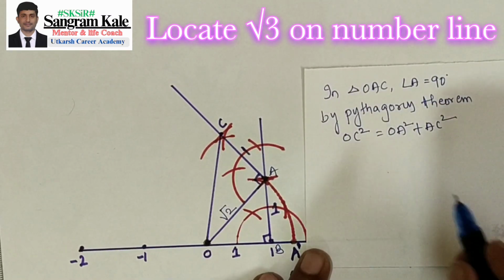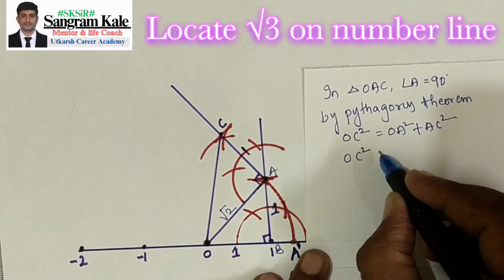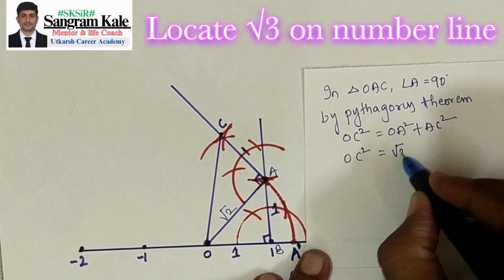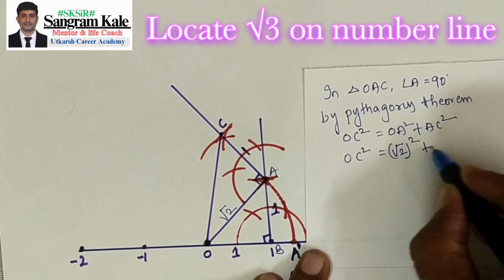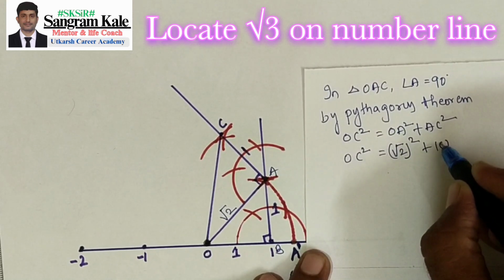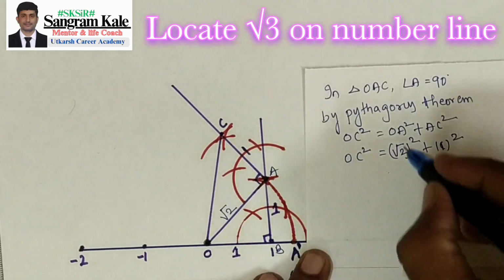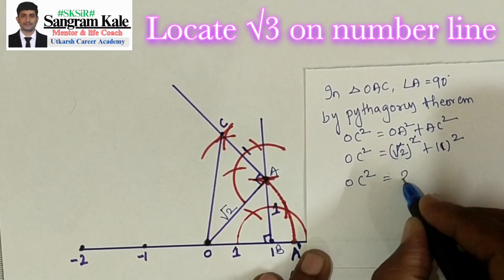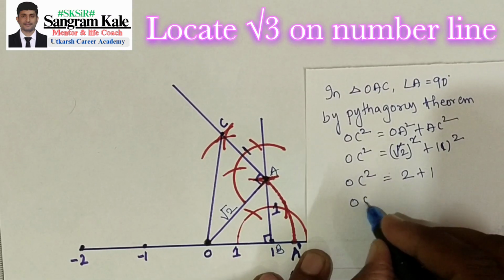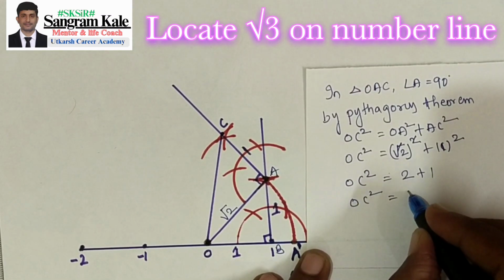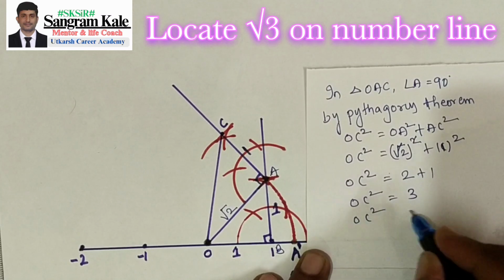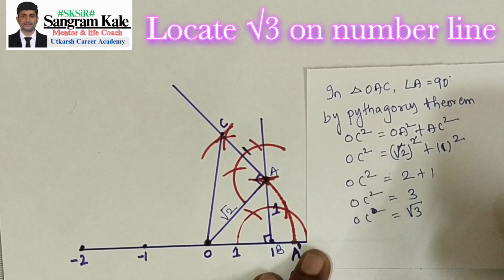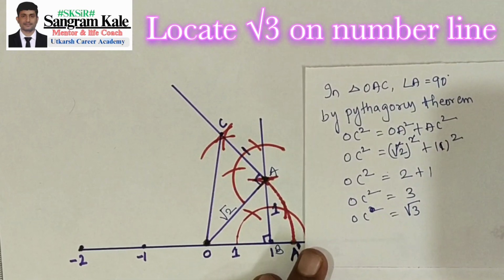Take that OC square is equal to, OA is already known to be root 2, so root 2 square plus 1 square. This is 1 square. OC square is equal to 2 plus 1. That square and root get cancelled. OC square is equal to 2 plus 1, which is 3. Therefore OC is equal to how much? Root 3. Now this OC is equal to root 3.